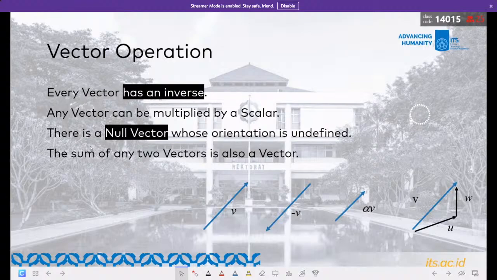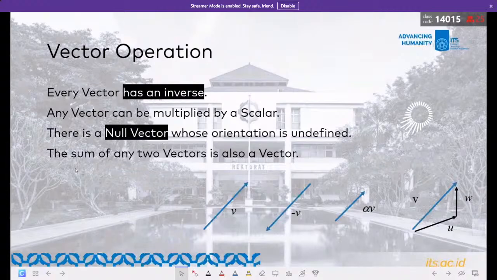And there's a possibility that we will find the so-called null vector or zero vector, whose orientation is undefined. If we have a magnitude larger than 0, it's easy to notice that it has some direction in a particular way. But if that's 0, then it raises a question: in which direction is the null vector or zero vector heading? The answer is undefined. So this is a very unique characteristic of the null vector or zero vector.